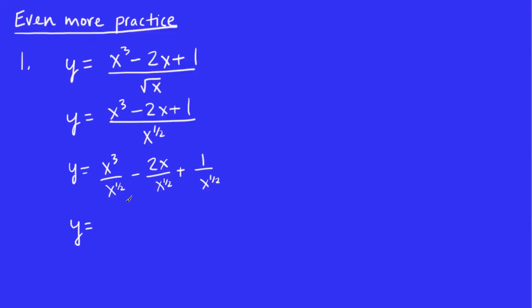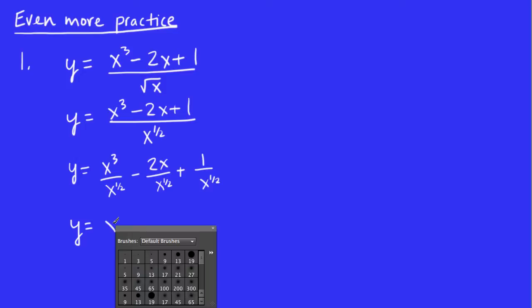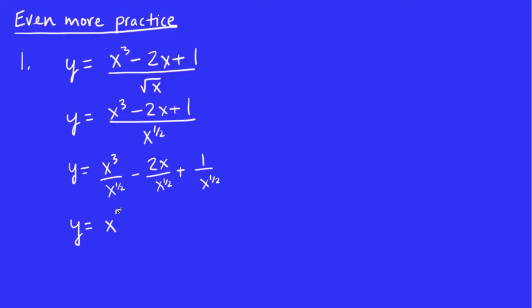3 minus 1/2. That's the same thing as 6 over 2 minus 1 over 2, which is 5 over 2. So this is x to the 5 over 2. Minus 2. What about this one? Well, there's really a 1 here. 1 minus 1/2 is 1/2. So this is x to the 1/2. And bring this to the top, we get x to the minus 1/2.